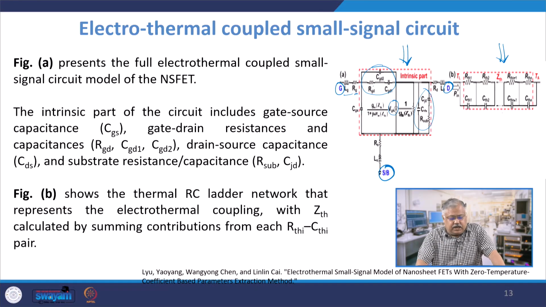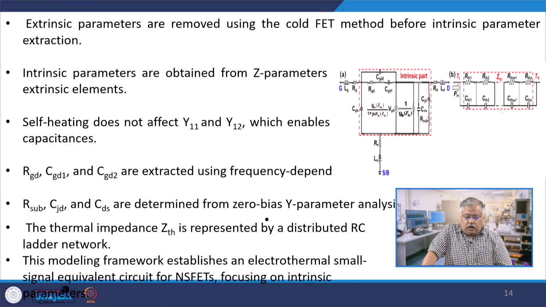Now, the RC ladder network which finally comes up after all this discussion is on the right hand side. The network is something like this, where you have parallel combinations of resistances and capacitances, and from there you can find the effective thermal Z value, right? Now, extrinsic parameters are removed. This is a standard method, the methodology for a cold FET and hot FET.